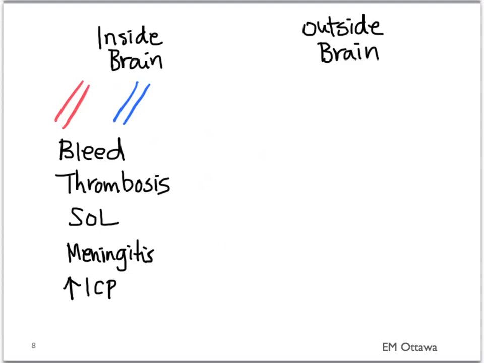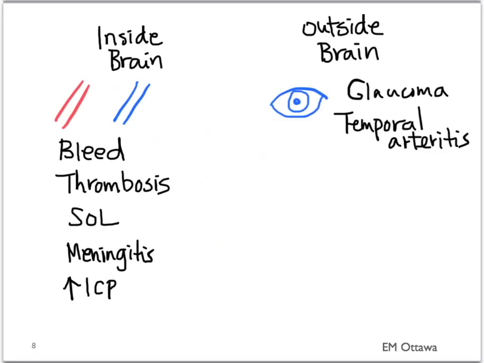Outside the brain, we must not miss acute angle closure glaucoma and temporal arteritis because it can affect vision. The last one that is a must-not-miss is carbon monoxide poisoning.